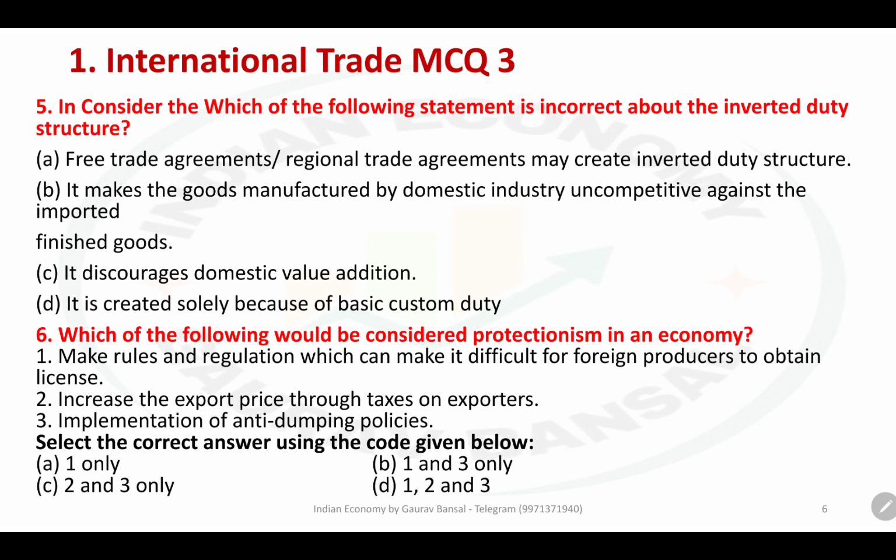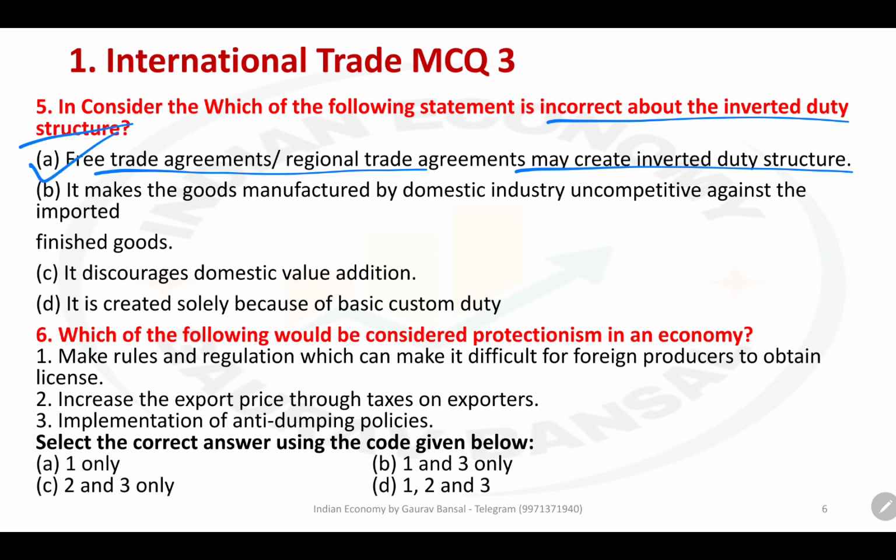Next question. Fifth, consider the following, which is the incorrect statement about inverted duty structure. Okay, so what is inverted duty? Basically about custom duty, where we have more duty on the raw material and lesser duty on the finished products. So free trade agreement, regional trade agreement may create inverted duty structure.